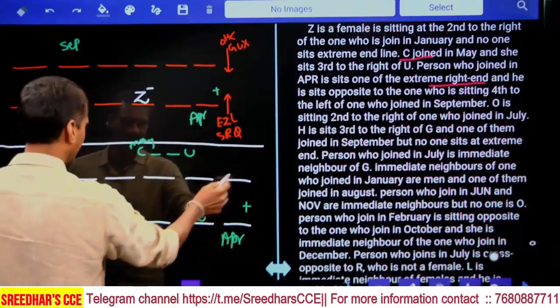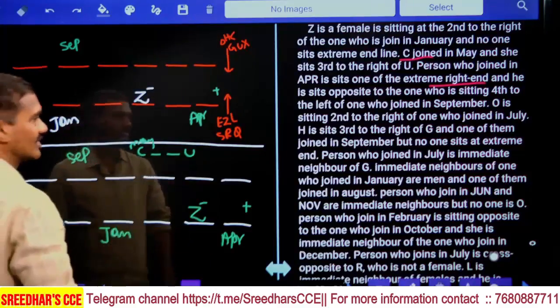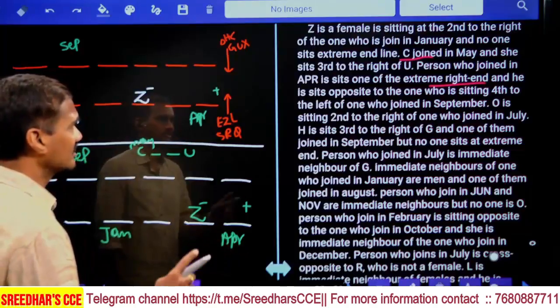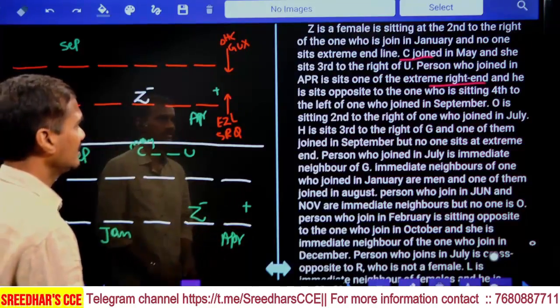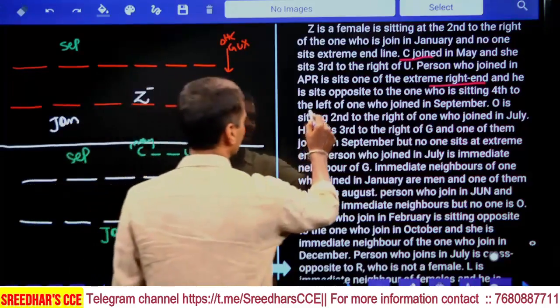And similarly here April and this person must be September. Both the cases it is valid as of now. Person who joined in April sits at one of the extreme right end, and he is opposite to the person who is sitting fourth to the left of the one who joined in September.